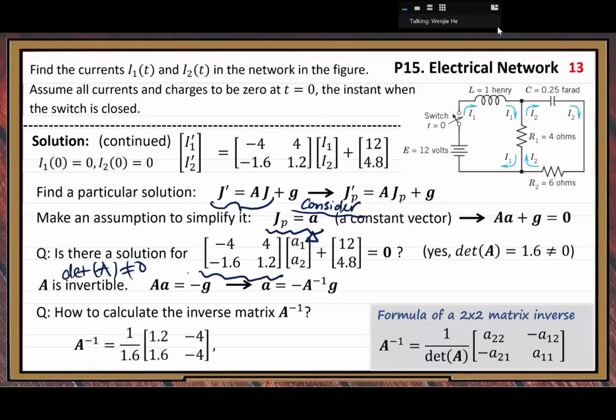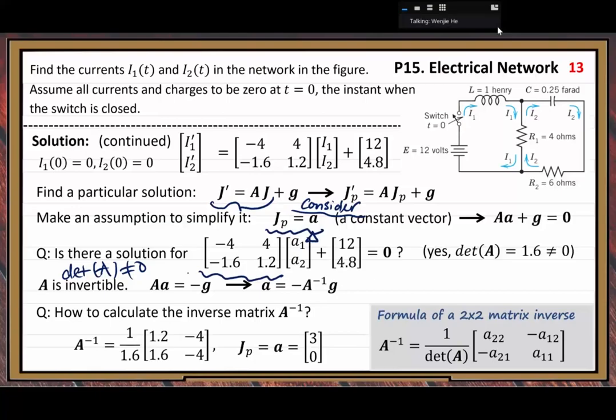Now let's apply that formula. We calculate A inverse. So this is the A inverse. Then you multiply by g, and you get the y_p vector. So in this way you get y_p, so you get the whole solution. Here we use some basic knowledge of linear algebra.